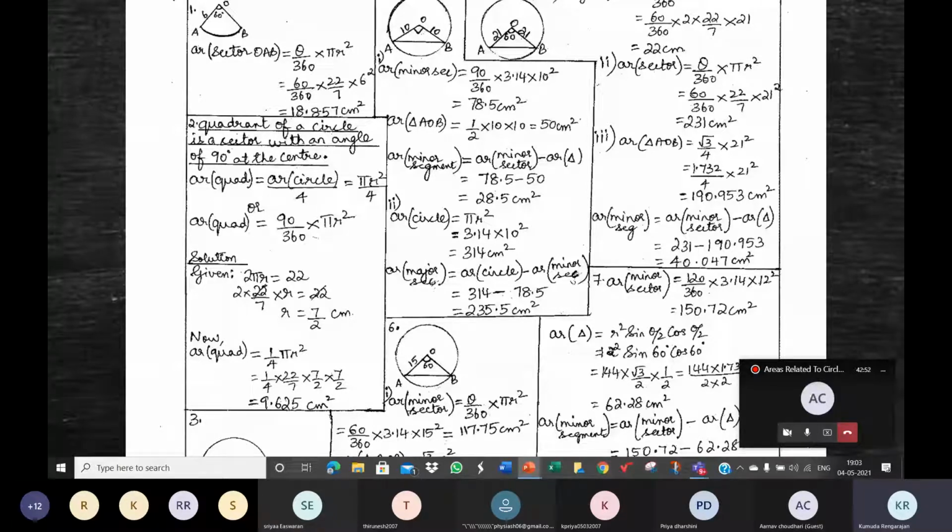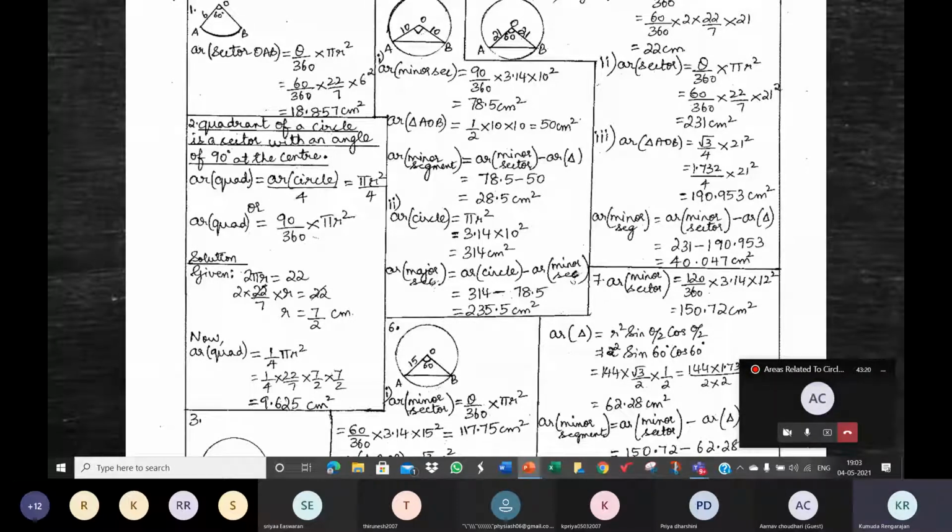All right. Now, what are we supposed to find? Find the area of the quadrant. And what is a quadrant? A quadrant is a sector whose sector angle is 90 degrees. You know what a quadrant means? 1/4 of a circle. When a circle is divided into 4 equal parts, each part is called a quadrant.